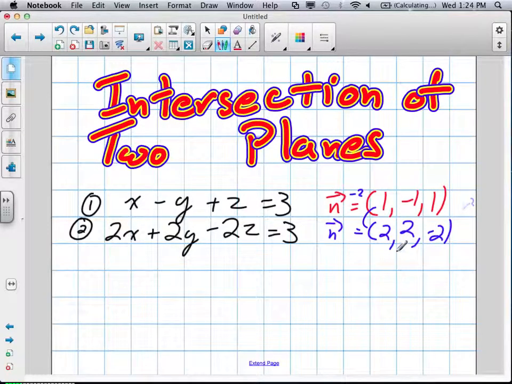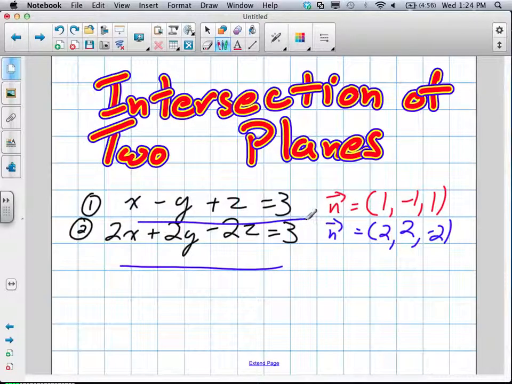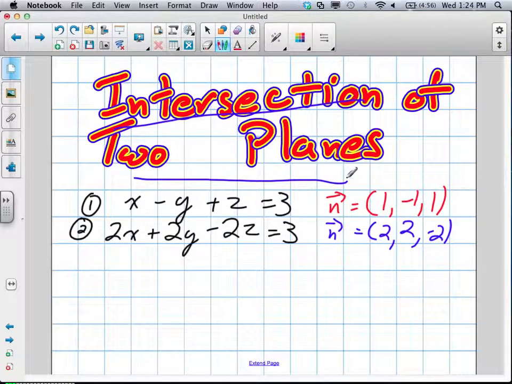Okay? So these normals are not parallel to each other, or they're not representing the same direction. So if the normals don't represent the same direction, that means these planes are not going in the same direction. So we know they are not parallel and they are not coincident. So from here, we're going to use our elimination again. Now remember, the intersection of two planes creates a line.